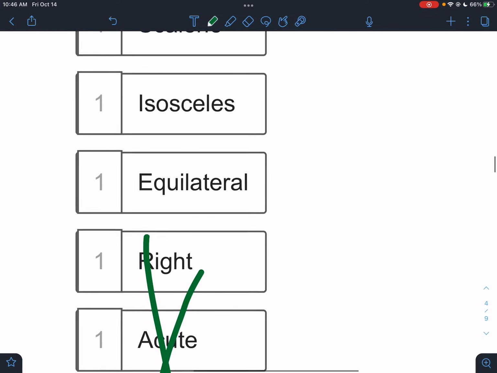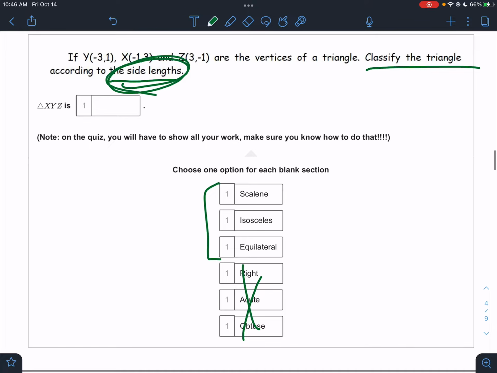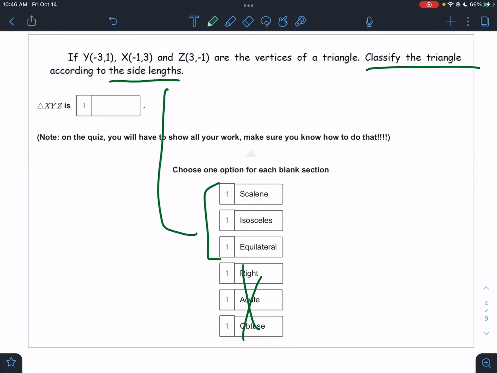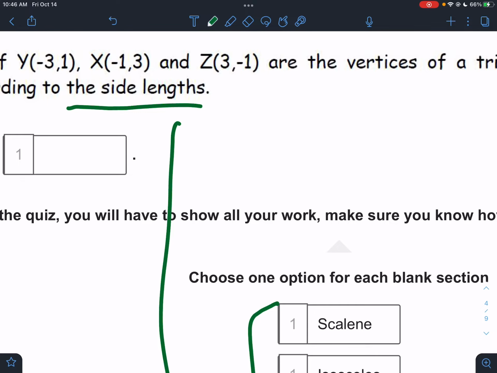So you can't just look at this. You need to know these are my only options. If it says classify by side lengths, it's got to be one of those three. No ifs, ands, or buts about it. How would I figure out the side lengths? Well, that's distance. We're going to do three distances.